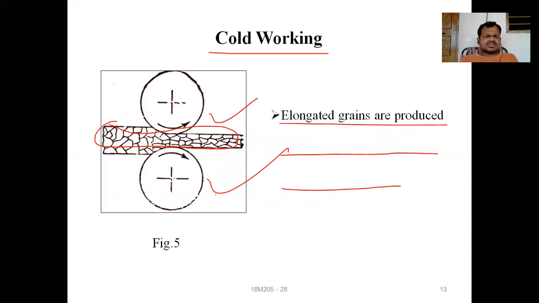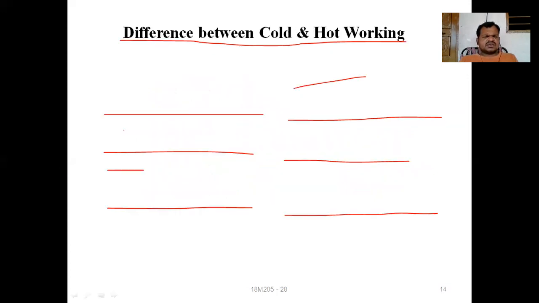That is the image of the cold working process. See here also we are providing two rollers. Those two rollers are going to be revolving in opposite direction. One is revolving clockwise, another one is revolving anti-clockwise, and this is the virgin grain structure.